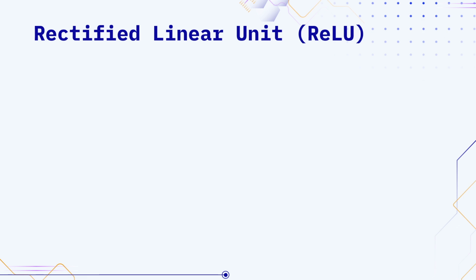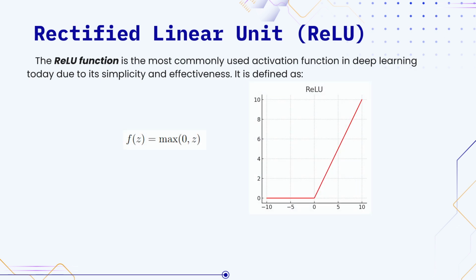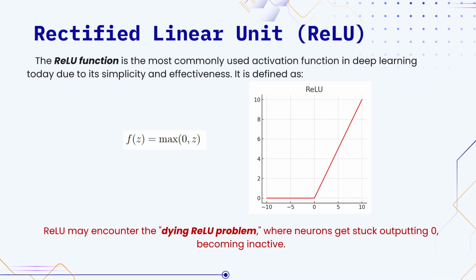Now, moving to the rectified linear unit. This function is the most commonly used function in deep learning today, due to its simplicity and effectiveness. It is defined as shown, and it outputs the input if positive, otherwise it outputs 0. This addresses the vanishing gradient issue in the sigmoid and hyperbolic tangent, as positive values keep a gradient of 1, enabling faster and more effective training. However, ReLU may encounter the dying ReLU problem, where neurons get stuck outputting just 0, which means becoming inactive.